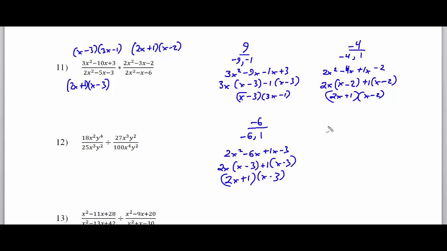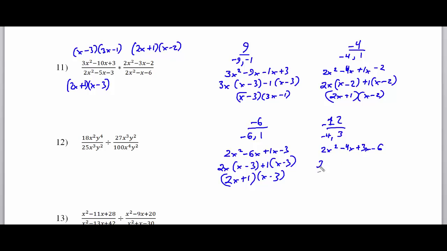All right, last one to go. Let's see, 2 times negative 6 is negative 12. Ooh, lots of options here to make a negative 1. That's going to be negative 4 and positive 3. So I'm going to rewrite my trinomial as a 4-term problem: 2x squared minus 4x plus 3x minus 6.